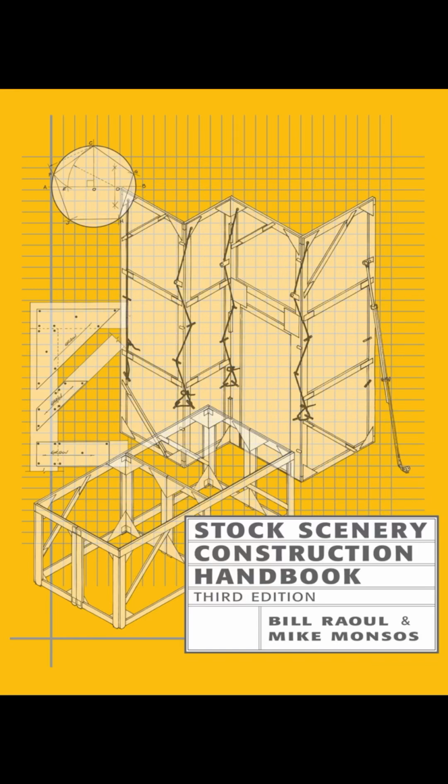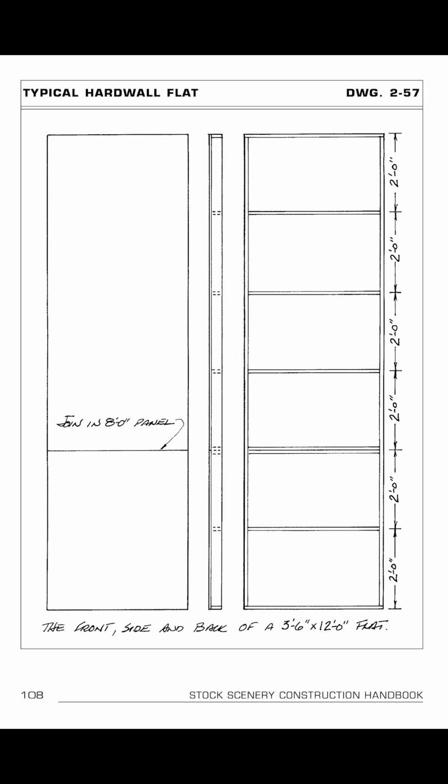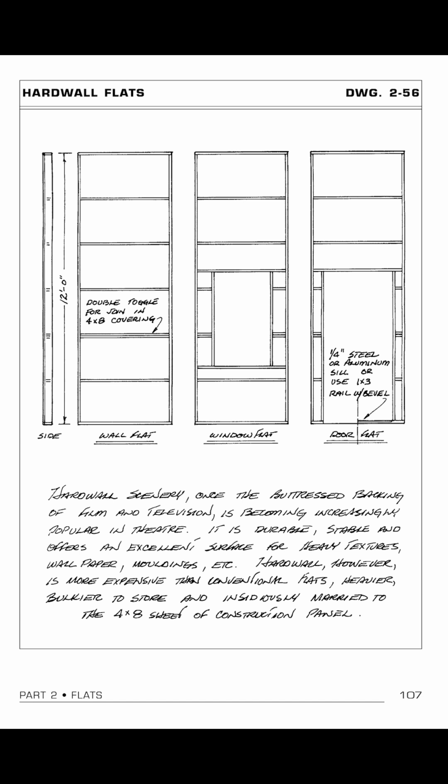Let's analyze and assess the sample larger flat unit that Raul and Monsos give us in the Stock Scenery Construction Handbook on page 109. On the 2 previous pages, they presented one set of rules for a typical flat. The first page doesn't even have horizontal dimensions, but the proportions suggest these 3 flats are each 4 foot 0 inches wide. So according to them, 4 feet and under are one set of structural rules.